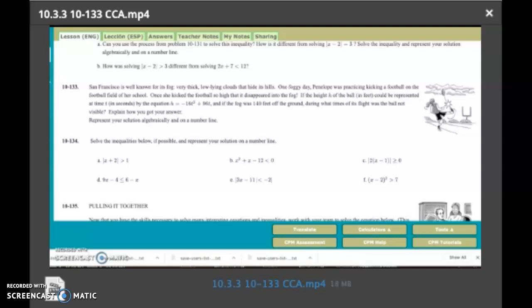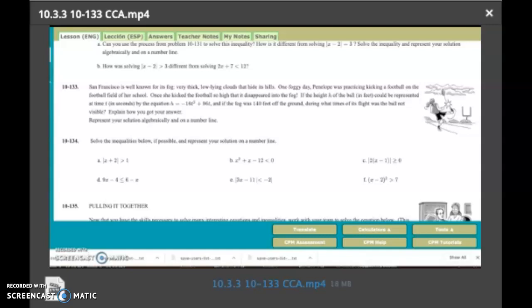If the height h of the ball in feet could be represented at time t in seconds by the equation h equals negative 16t squared plus 96t, and if the fog was 140 feet off the ground, during what times of its flight was the ball not visible? Okay, so we're trying to figure out when that ball goes up into the clouds. So it says that the fog was 140 feet off the ground.